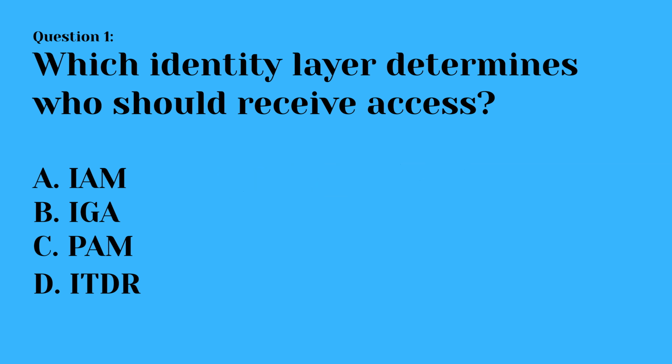Question 1. Which identity layer determines who should receive access? A. IAM. B. IGA. C. PAM. D. ITDR. Your time starts now. The correct answer is B, IGA.